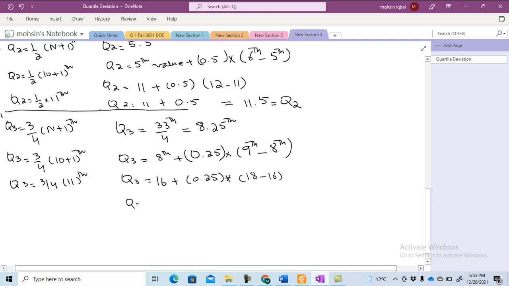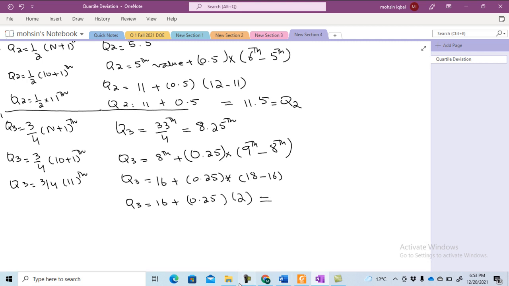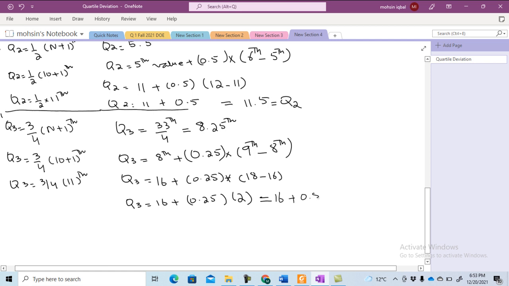These are the observations. So 16 plus 0.25, then 18 minus 16 becomes 2. So Q3 will become 16 plus 0.5, and this will become 16.5. This is equal to my Q3 or third quartile. I hope you people got the concept about all three quartiles, Q1, Q2 and Q3.